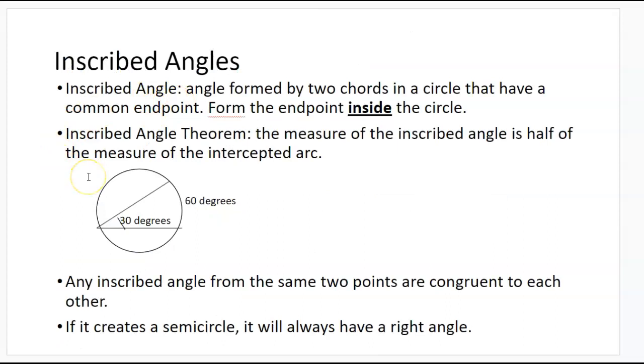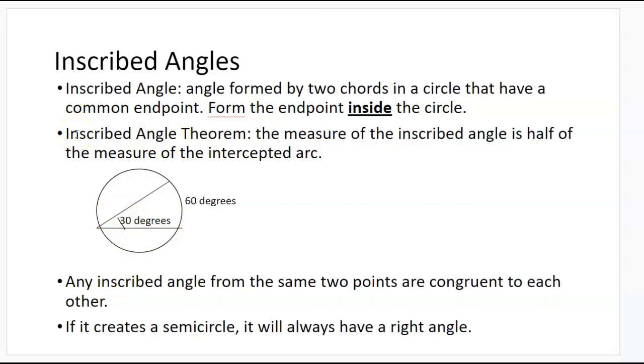So today we're talking about inscribed and circumscribed angles. An inscribed angle is an angle formed by two chords in a circle that have a common endpoint, like this picture here. And so they form the endpoint inside of the circle. Usually it'll be like this.